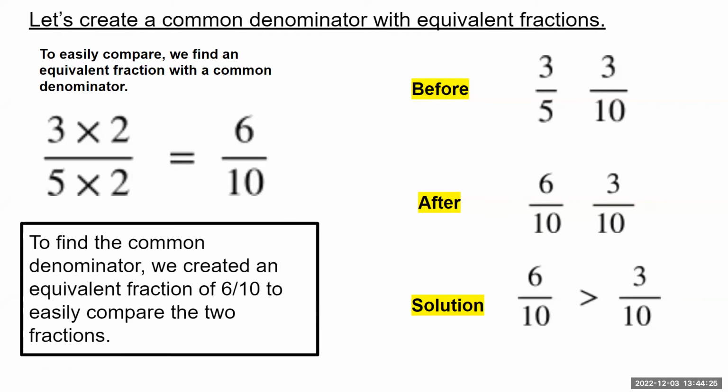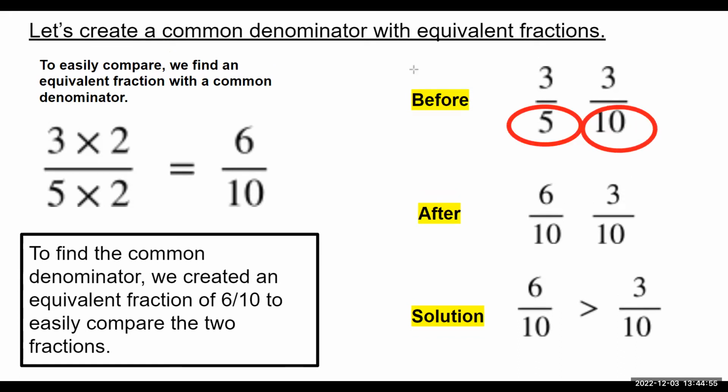Here is a problem that I pulled from our iReady book where the students had to compare 3/5 and 3/10. If you look at the before, our fractions clearly have two different denominators. That is when students have to do some reasoning and problem solving to figure out how we can change the denominators so they are the same. If the denominators are not the same, then we cannot compare the two fractions.